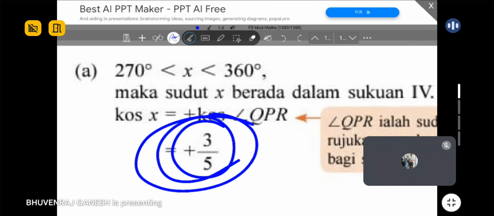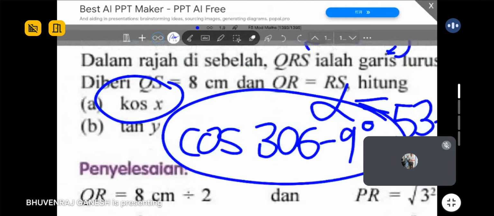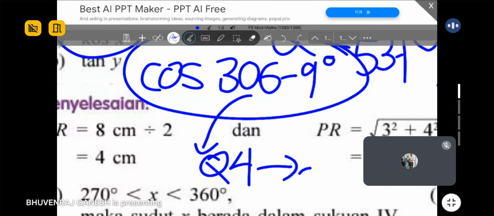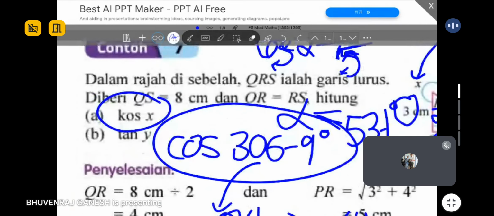Are you all clear guys? How to get the answer? So basically 306.9 adalah kuadran keempat. Betul? So that's why cos adalah positif. Boleh dapat guys? Clear? Untuk soalan yang ke A?